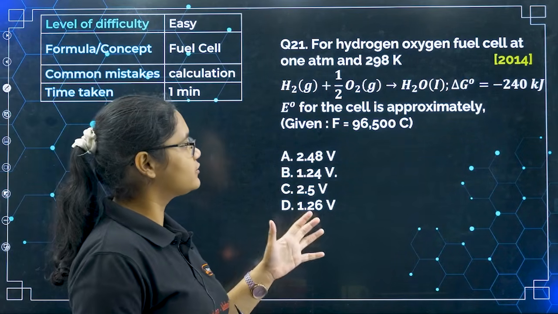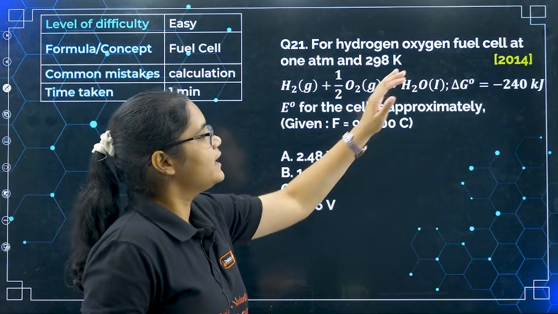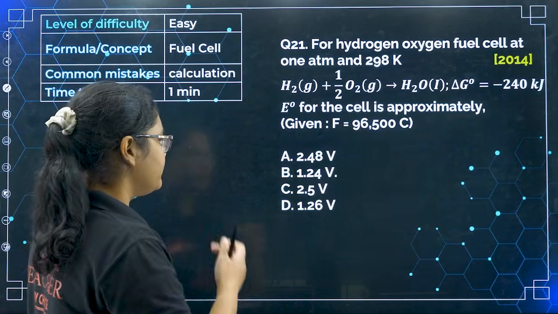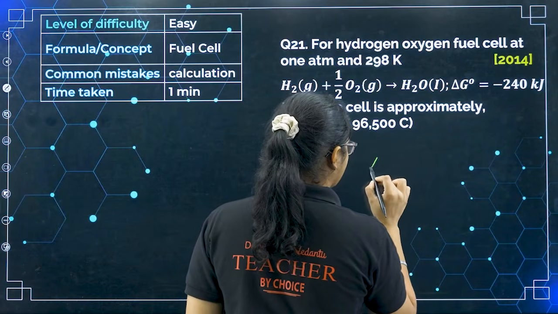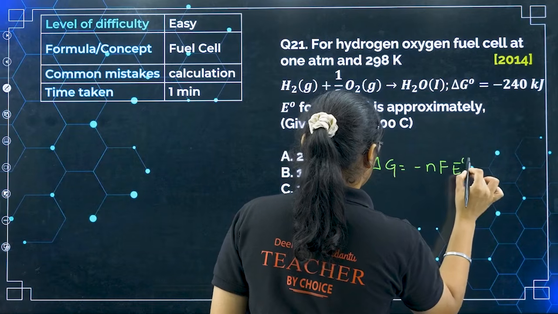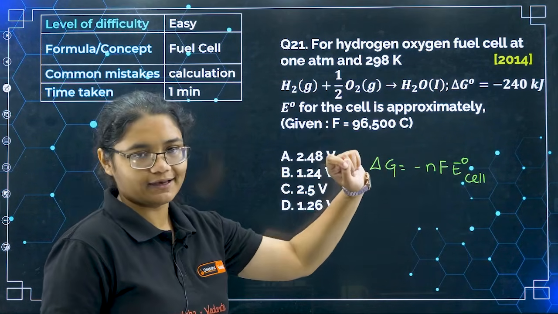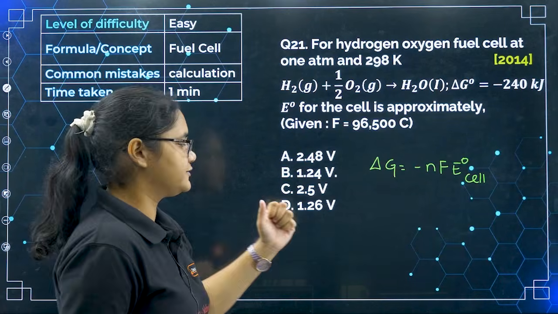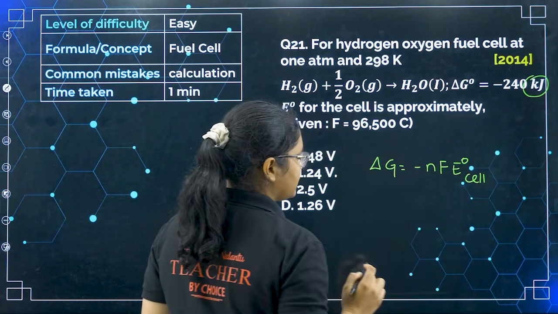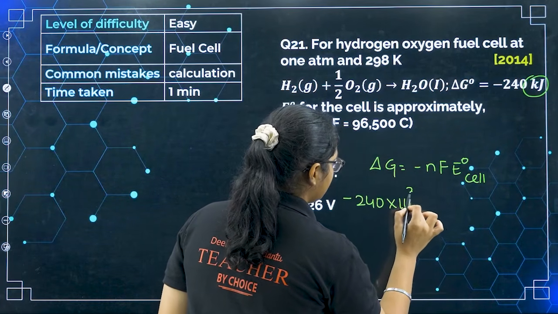For the hydrogen oxygen fuel cell at 1 atm and 398 Kelvin, delta G value is given. E naught for the cell is approximately. So we have this direct formula. E naught of the cell and delta G relation is delta G equals minus nFE naught of the cell. We need to find this E naught value. Delta G value is minus 240 kilojoule. Please convert it into joule. So I'll write 240 into 10 to the power of 3.